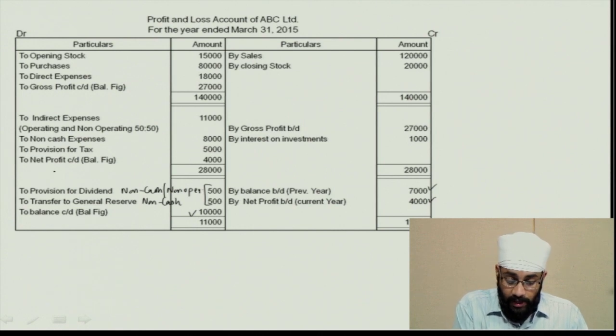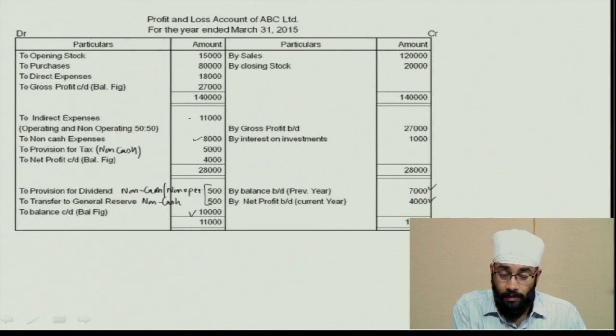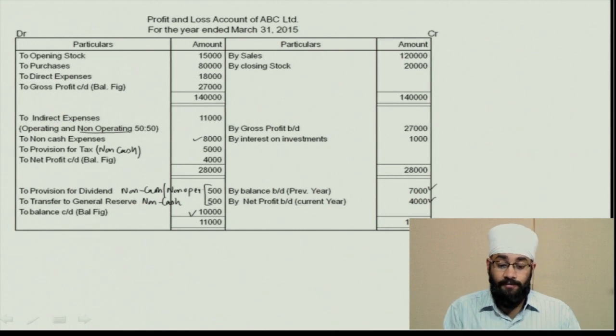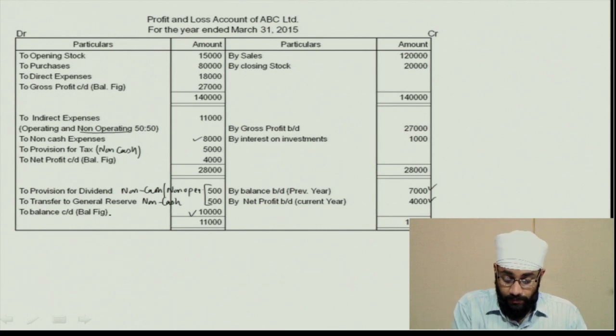And then you have provision for tax here, which is a non-cash item. You have non-cash expenses given to you in bulk, so you can look at that. And then you've been given non-operating expenses to be 50% of 11,000, which will be 5,500. So we need to add back all these items to the figure of net profit. So let's do this one by one.